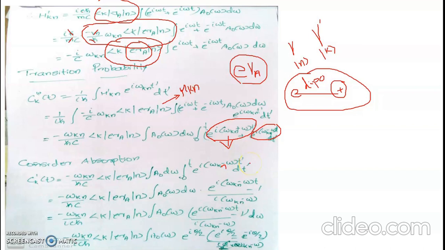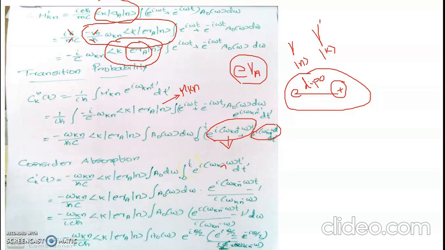However, mathematically or theoretically, the probability amplitude as well as the probability for absorption and emission will be exactly alike, and this is referred to as the principle of detailed balancing, which we have already seen. Anyway, we will be evaluating this for any one of the cases. I have taken here the case of absorption. Minus omega kn by ħc, scalar product k e r i k tn, integral a0 of omega d omega. We will be evaluating this integral.